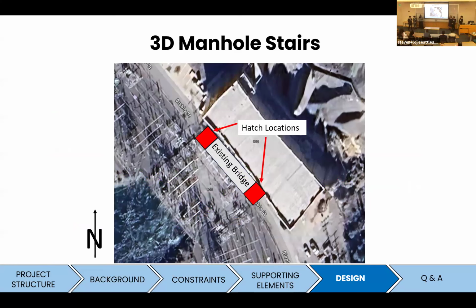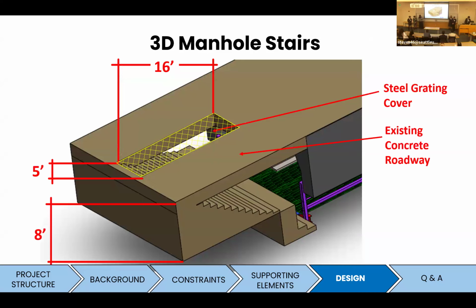And for our manhole hatches, they will be located on either side of the existing bridge on top of the concrete roadway. And for our manhole hatch, it will have a length of 16 feet, a width of 5 feet, and a depth of 8 feet. And as you can see, highlighted in yellow hatching is the steel grating that will be placed on top of the manhole so that trucks will still be able to drive over it without having to fall in.